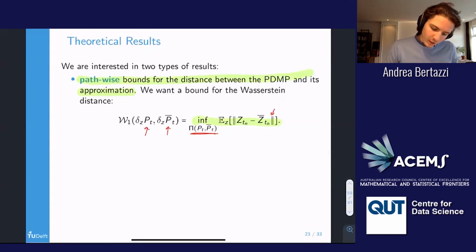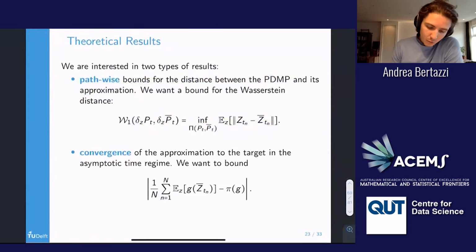And then we also have the Dirac delta here that says we're starting both processes at the same point. The reason why we want to find a bound to this expression is that if we start the two processes, the original PDMP and the approximation, at the same point, we want them to be close for a long time, hopefully. But another result we would like to have is then convergence of the approximation to the target.